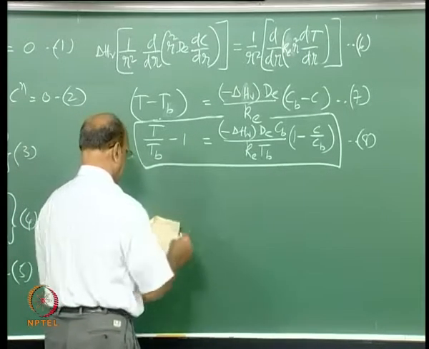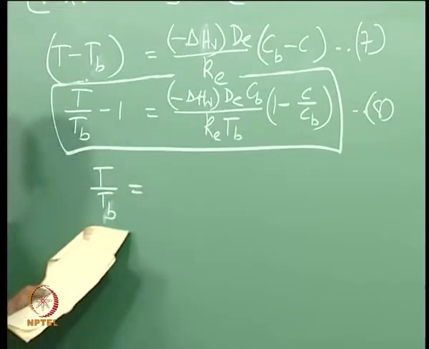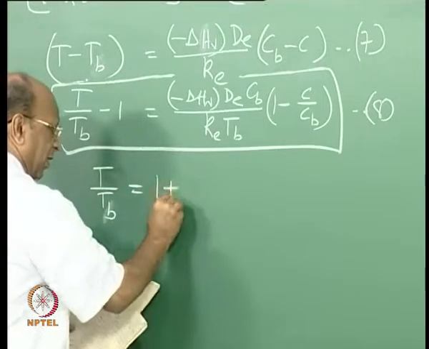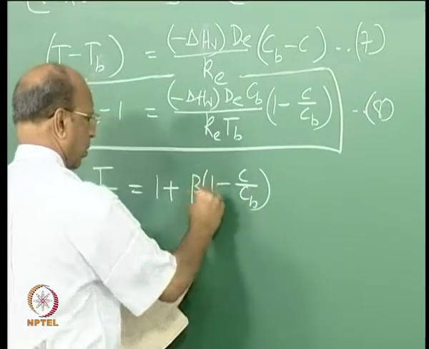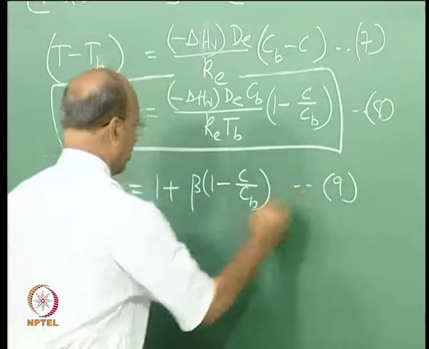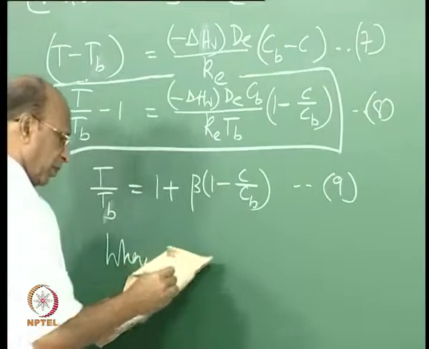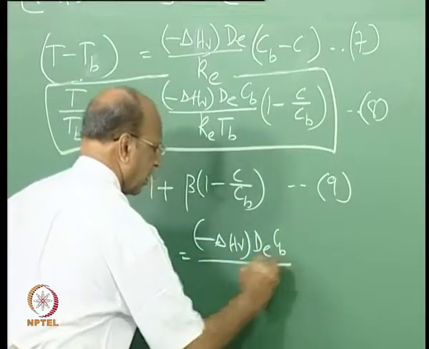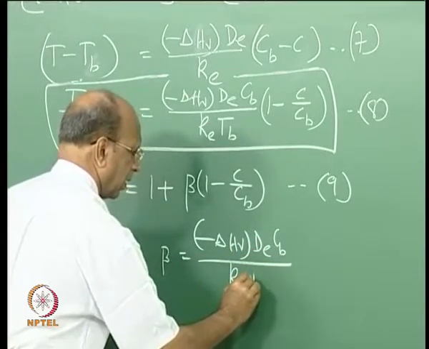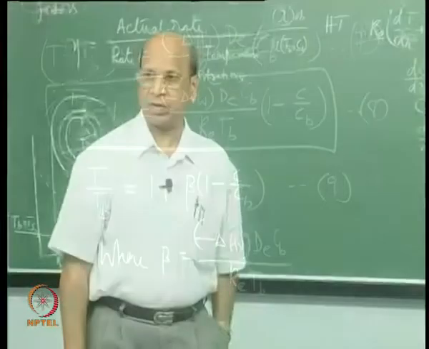This also can be written as T by T_B, always I am writing T_B, equal to 1 plus beta times C_B, this is equation 9, where beta equal to minus delta H_R D_E C_B over K_E T_B. Anything missing there? K_E T_B, correct, yeah. You see, like your beta bar, here also we have beta, good.